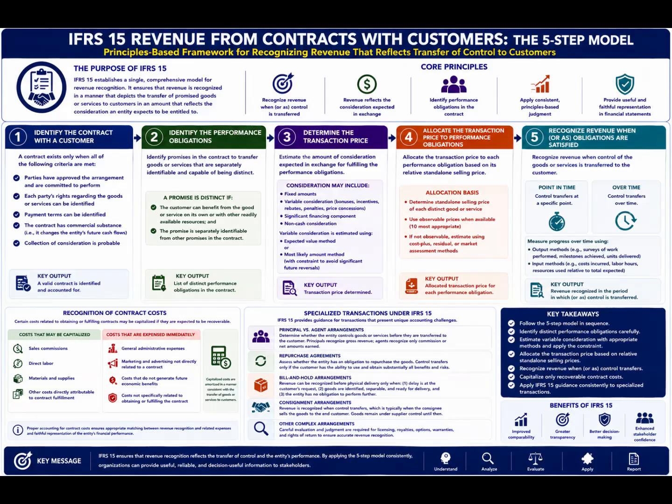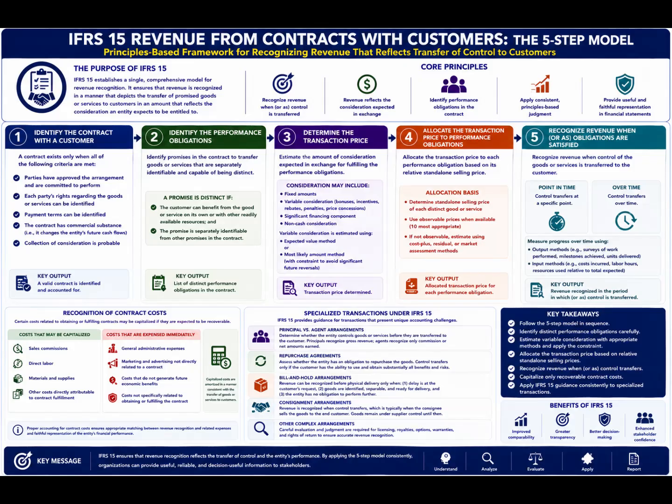Performance obligations represent promises to transfer goods or services that are separately identifiable and capable of being distinct. Proper identification is critical because revenue recognition depends on when each obligation is satisfied. Complex contracts often contain multiple obligations, requiring accountants to analyze contractual terms carefully. This process ensures that revenue reflects the actual delivery of value to customers rather than merely contractual arrangements.